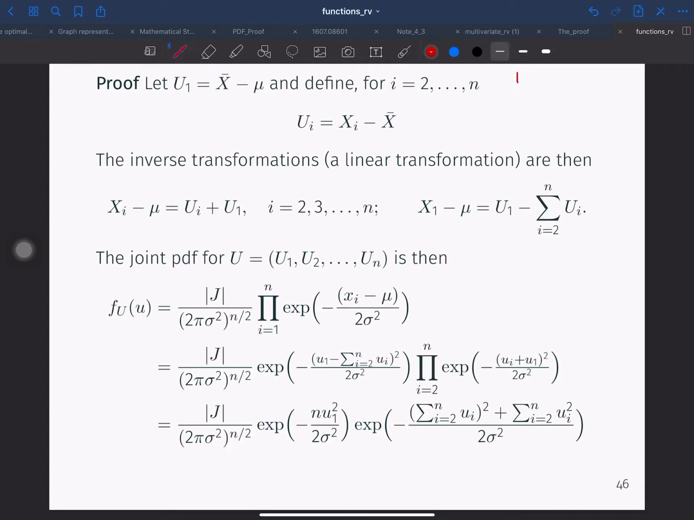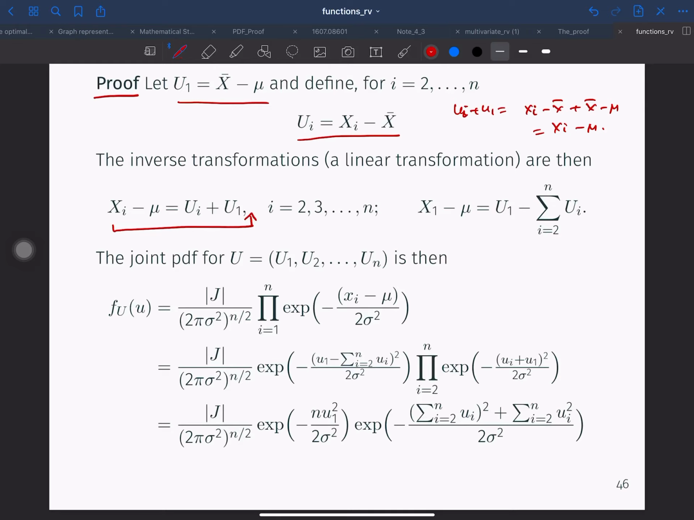So let's do the proof here. The proof is once again a simple application of the multivariable Jacobian transformation. Let us define u1 to be x bar minus mu, and ui to be xi minus x bar. In which case, ui plus u1 is simply xi minus x bar plus x bar minus mu, which is xi minus mu. So xi minus mu is ui plus u1.